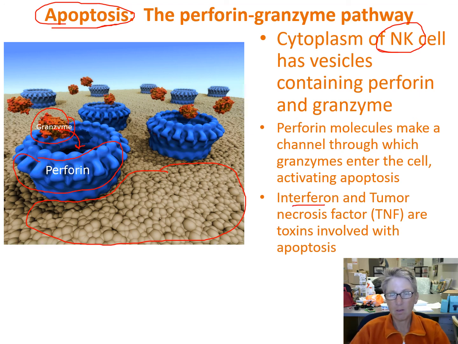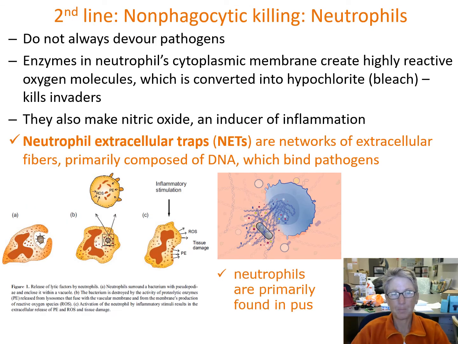Interferon, that's IFN, if you remember the cytokine molecules, and TNF, tumor necrosis factor, those can be toxins, and they're involved in the apoptotic pathway. Okay, neutrophils. Neutrophils can kill using phagocytosis, but they can also kill non-phagocytically. So neutrophils don't always devour their pathogens. Neutrophils have enzymes that create reactive oxygen species molecules that is converted into bleach, and then those kill the bacteria.